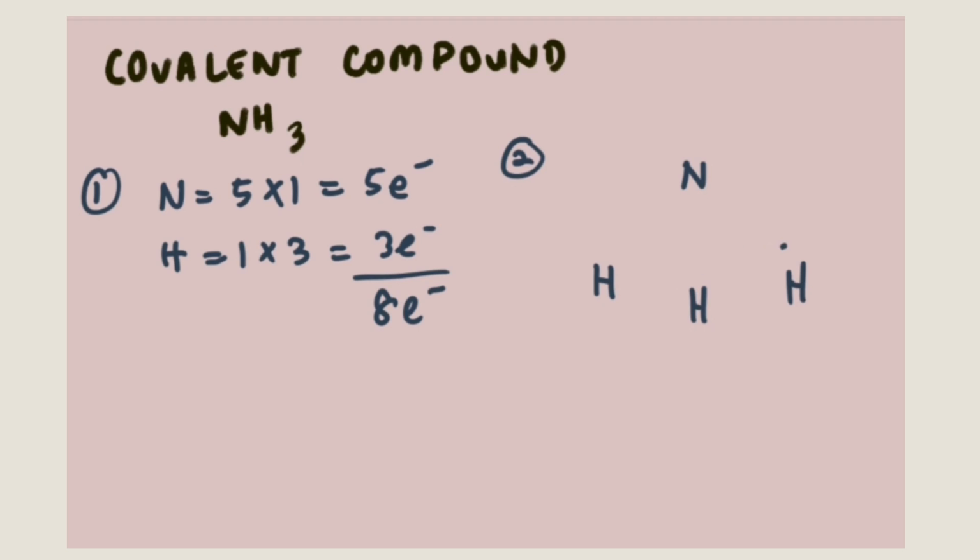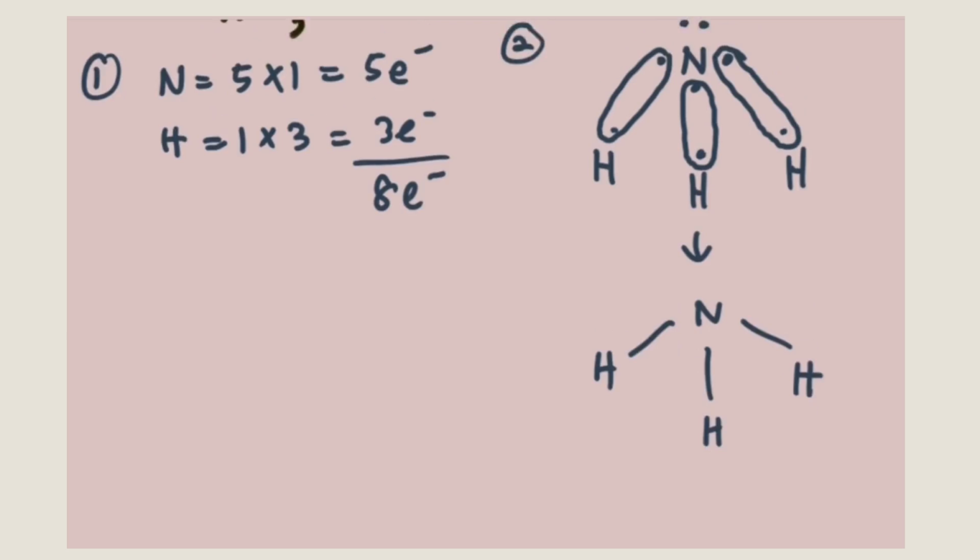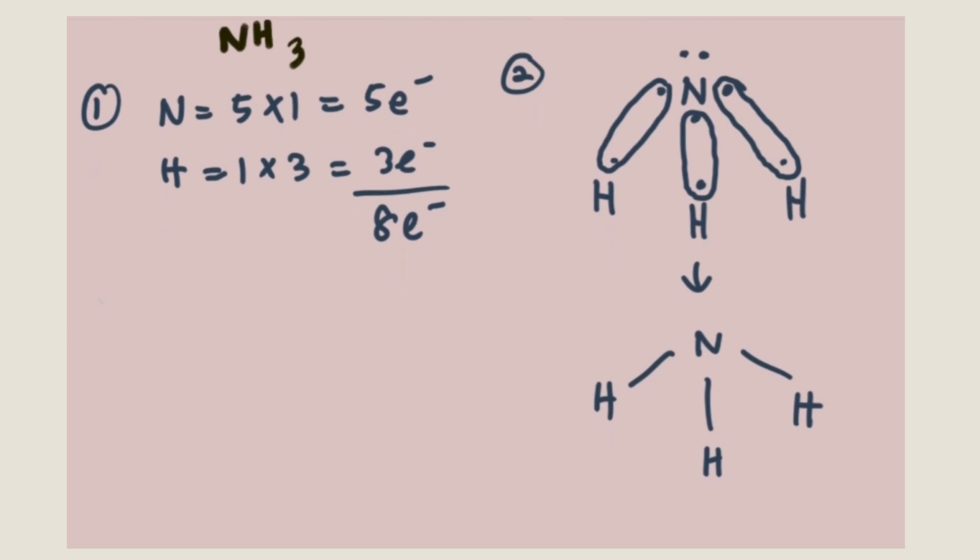Each hydrogen has 1 valence electron, meanwhile nitrogen has 5 valence electrons. These 2 electrons could be paired up to form one single bond, the same for the other 2 pairs. Now this is the skeletal structure of ammonia. One straight line represents one single bond of 2 electrons.